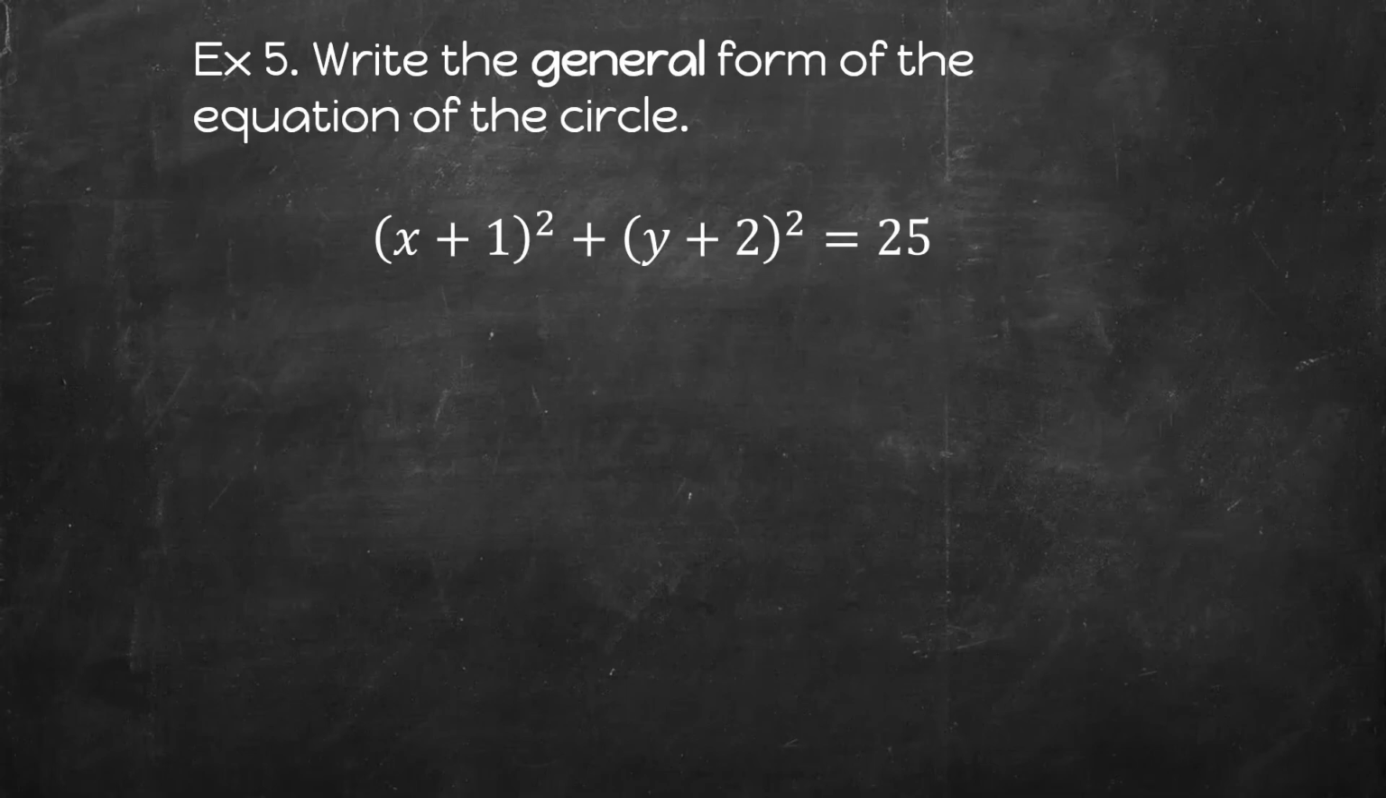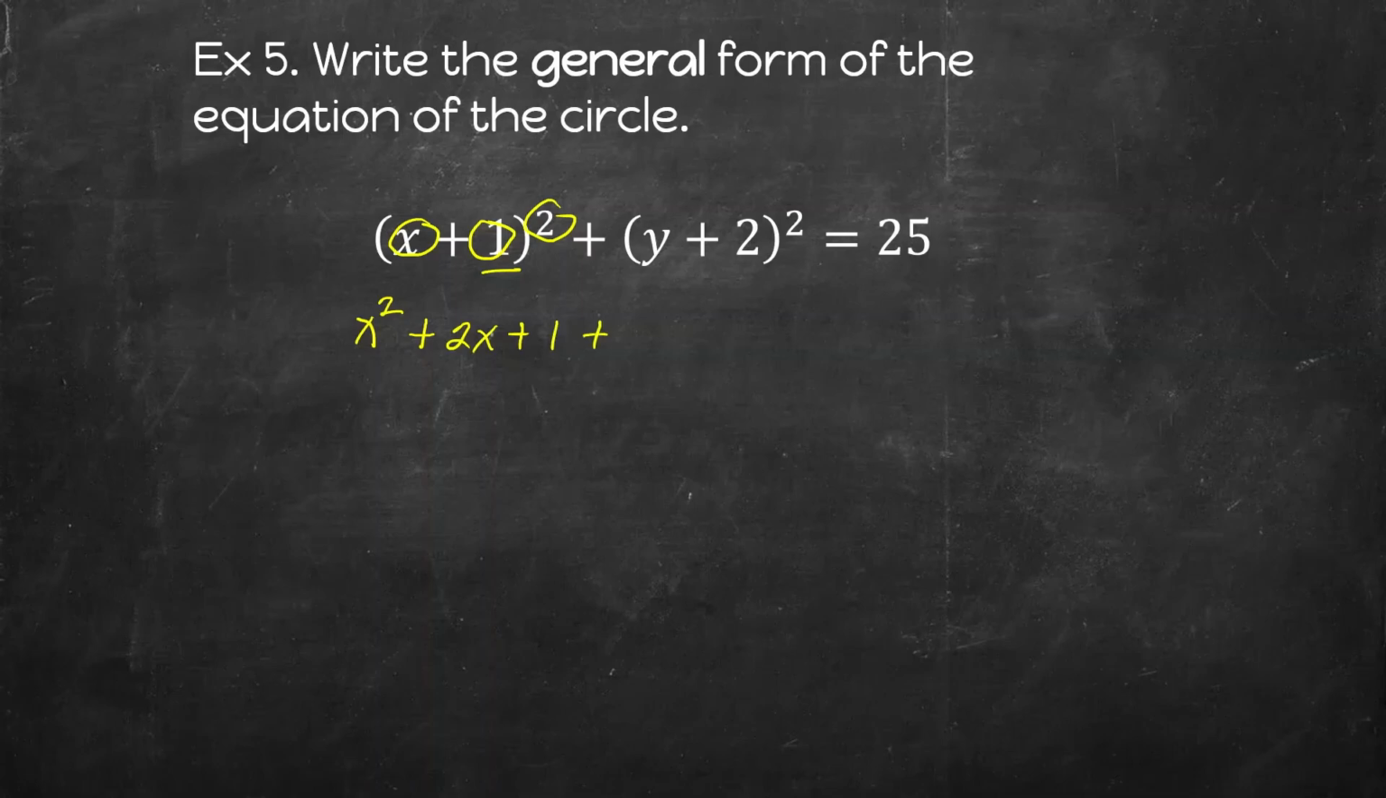Another example. x plus 1 quantity squared plus y plus 2 quantity squared equals 25. So, sabi natin, we will square it first. Square natin yung x. X times 1 times 2. X times 1 is x times 2 is 2x, positive 2x. Square mo yung 1, it will become 1.